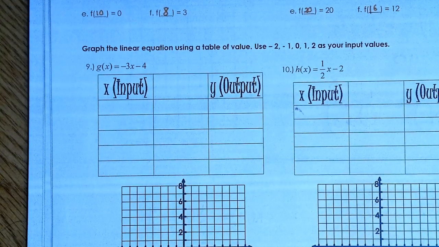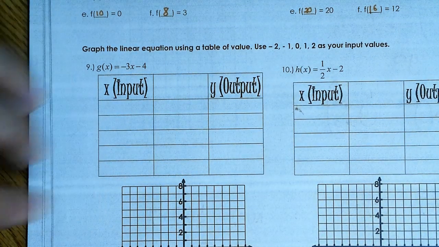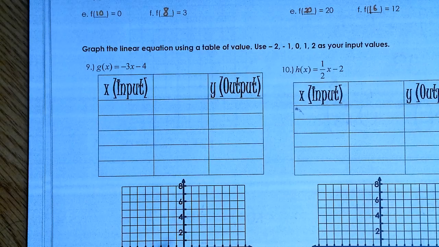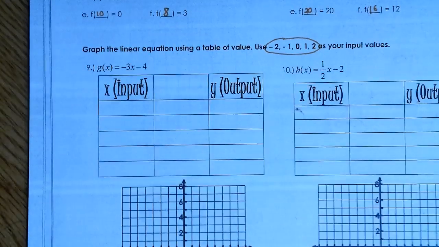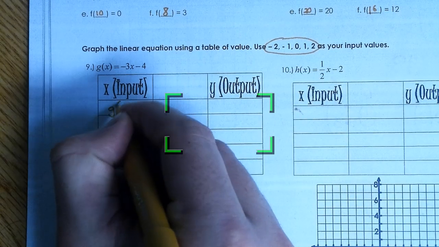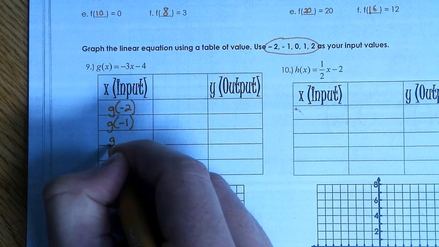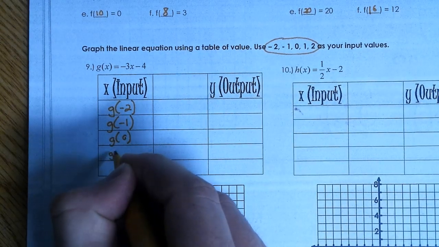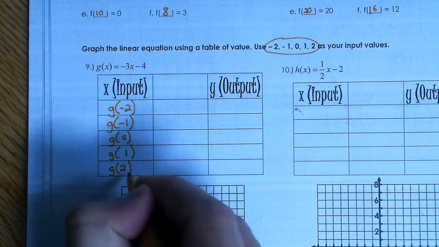So right here, graph the linear equation using the table of values -2, -1, 0, 1, 2 as your input values. Okay, so what is our input values? It just told us, right? Yeah, -2, -1, 0, 1, 2. So when we plug this in, this is g of x, so it's going to be g of -2, g of -1, g of 0, g of 1, and g of 2.